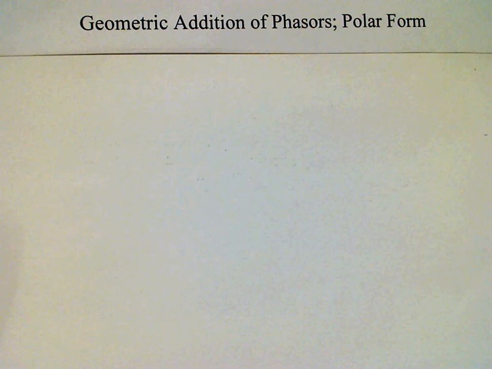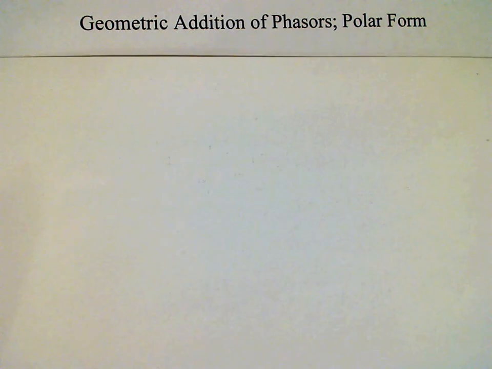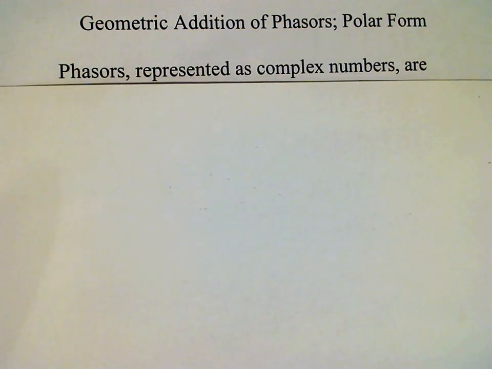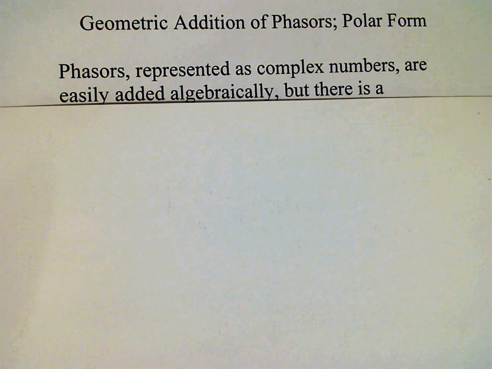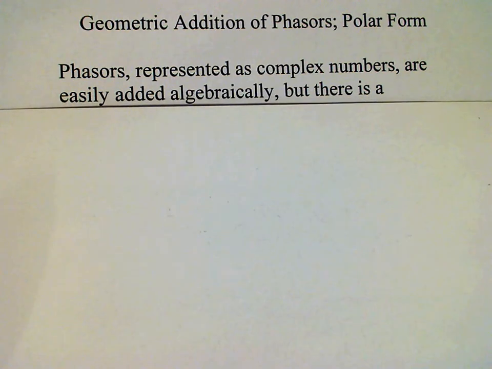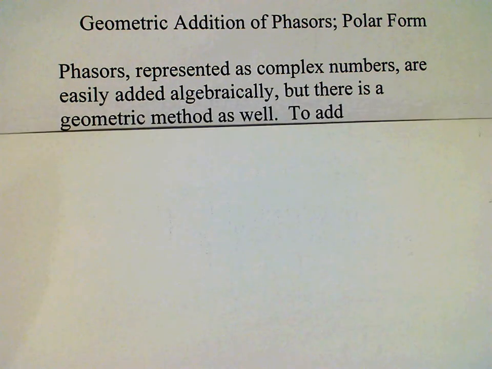Now you'll remember that a phasor is a geometric representation of a complex number. And therefore phasors, when they're represented as complex numbers, can be easily added algebraically, and we've seen how to do that.